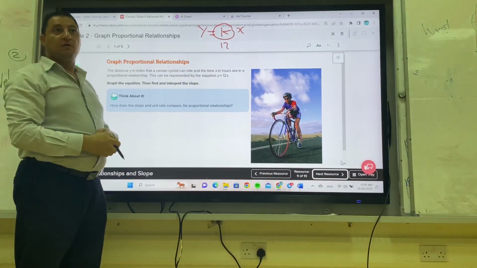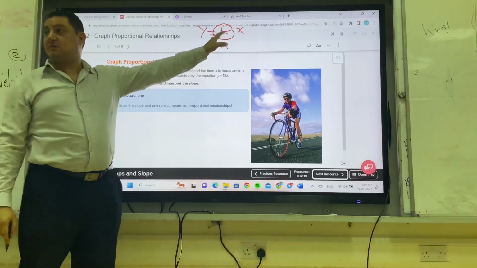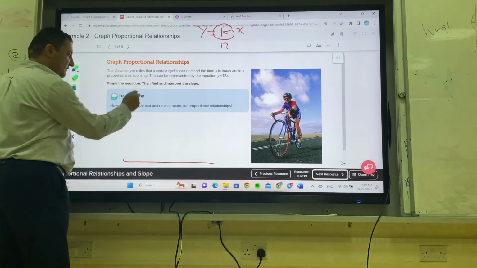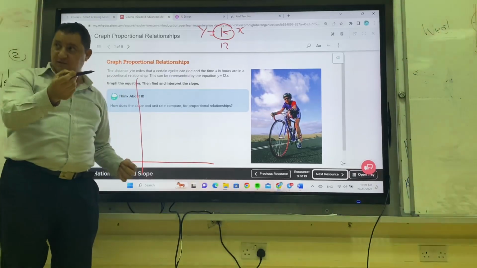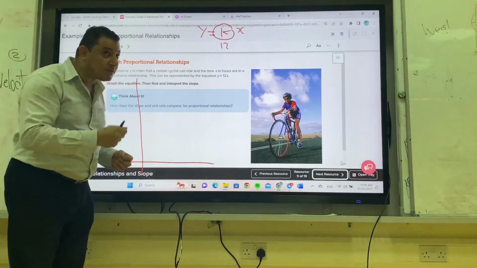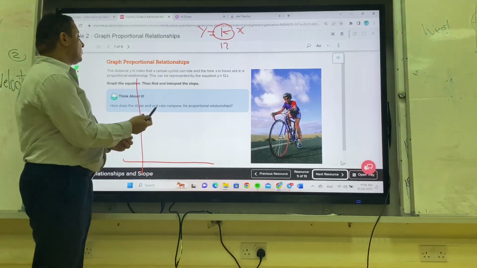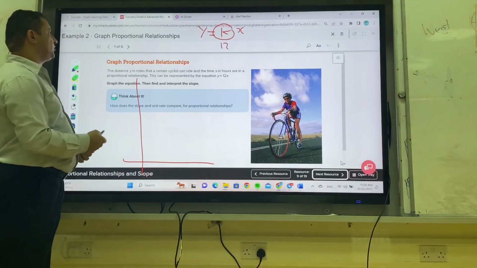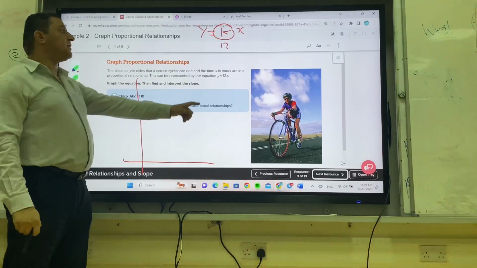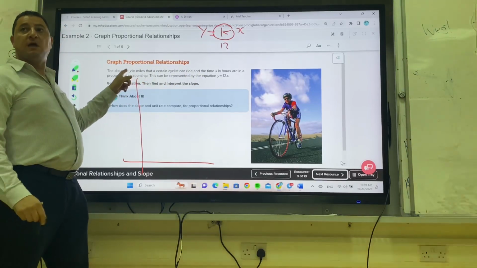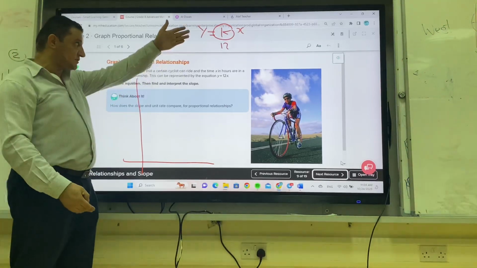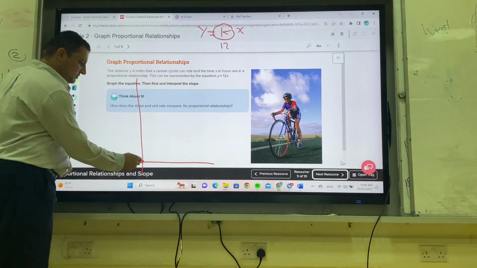For your information, this is exactly the same as the slope. So if I want to graph it, I need to graph a straight line that passes through the origin, because it's a constant rate of change, or proportional relationship. If I travel 0 miles, how much time did I take? It's also 0. So the point (0, 0) exists on the graph, and this is my first point.